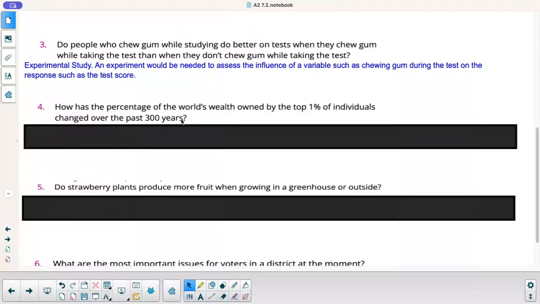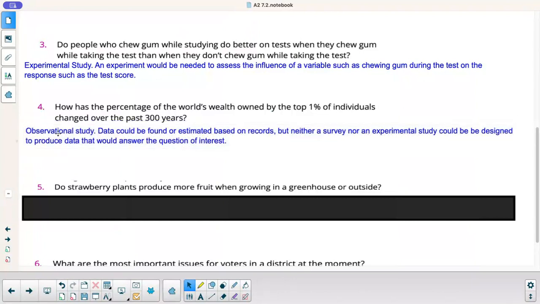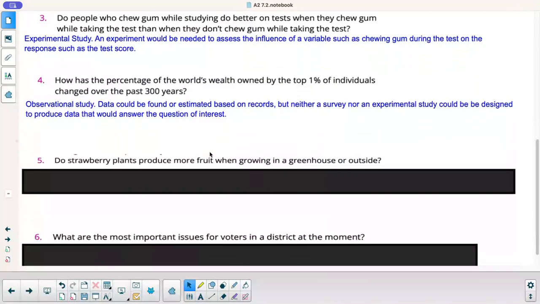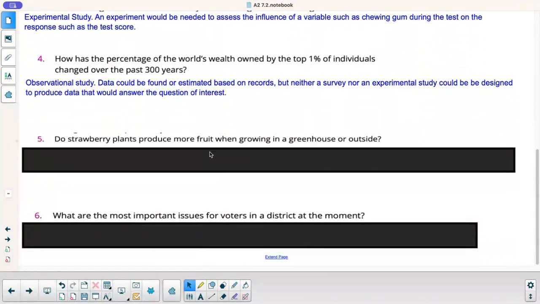How has the percentage of the world's wealth owned by the top 1% of individuals changed over the past 30 years? Obviously, observational study would be the easiest way to do that. Data could be found or estimated based on records, but neither survey nor experimental study could be designed to produce data that would answer the question of interest. So, yeah, you would just take a look at the top 1% of individuals' wealth and look at that over the last 30 years, see how it's changed.